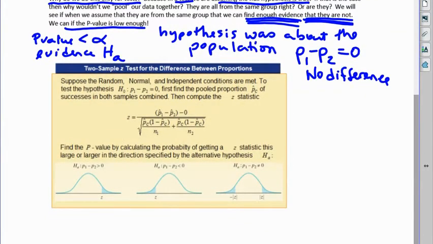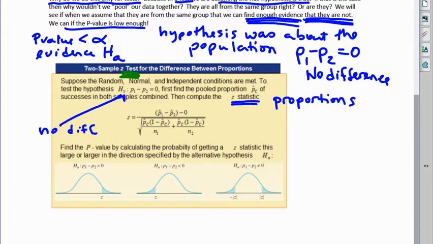So again, just for tests, when we think there's no difference, then we're going to combine and compute our z statistic. Okay, and it's proportions. Just like in the last chapters, chapters 8 and 9, for proportions, that's going to be z statistics. So we're using that curve.